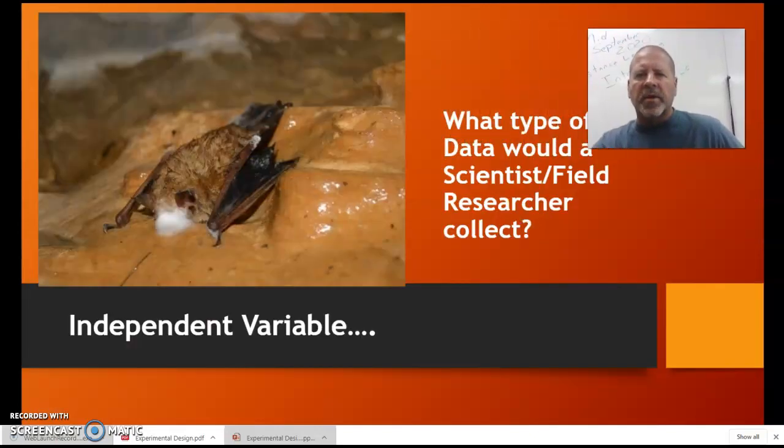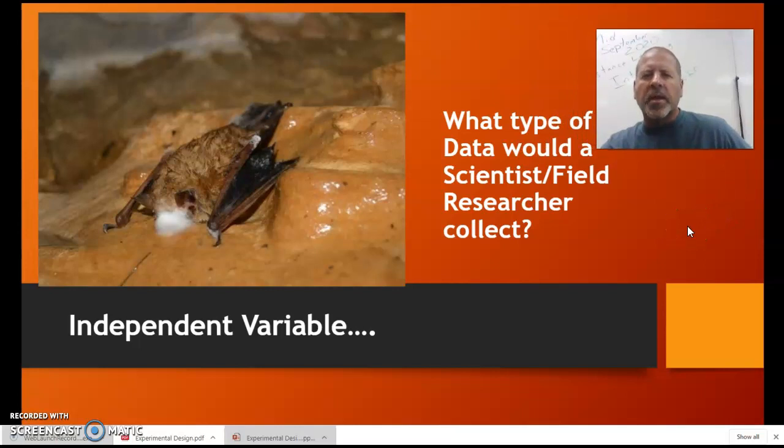And there's an independent variable. What type of data would a field researcher collect? So your independent variable and your dependent variable, they both play a role. Your independent variable sometimes is something as simple as time. It depends on how long you've been doing it. That's going to be your independent variable.